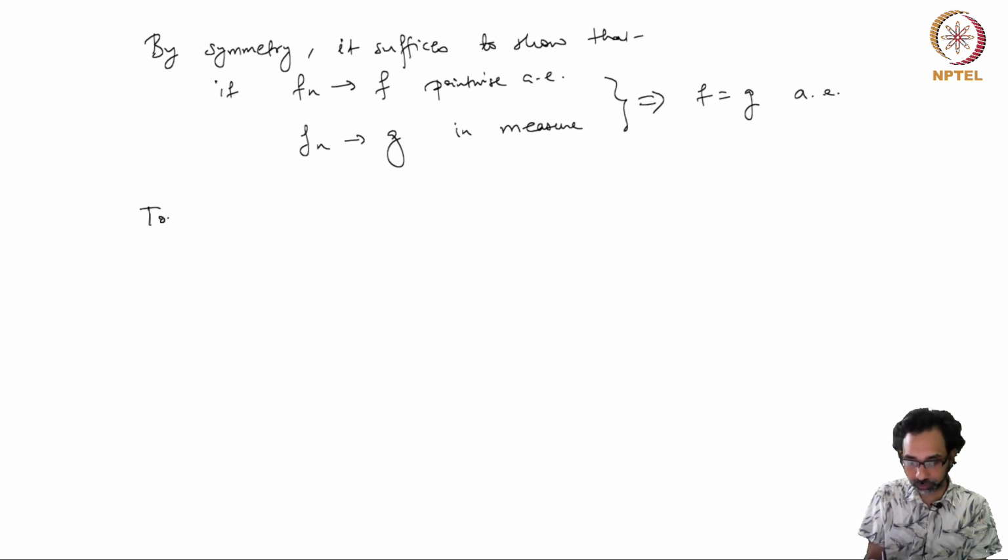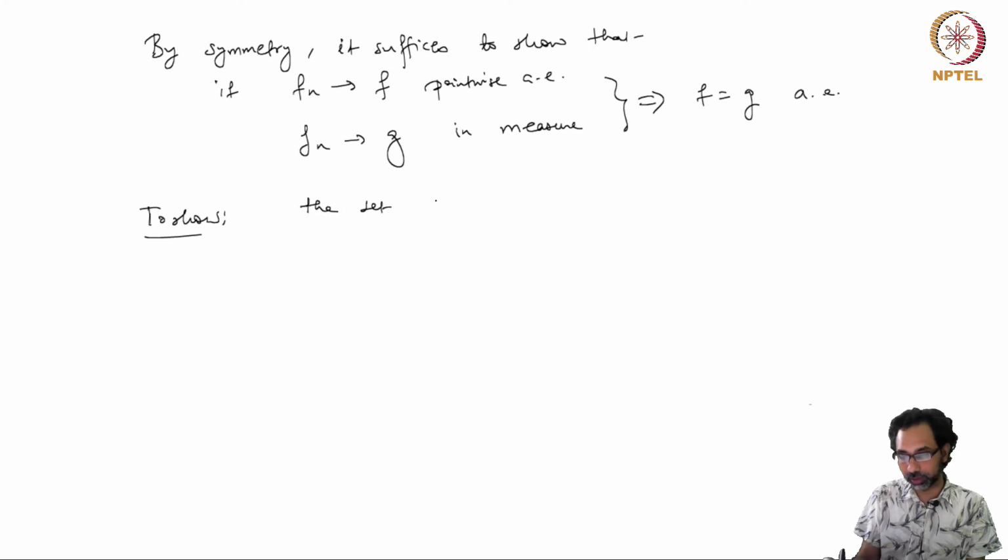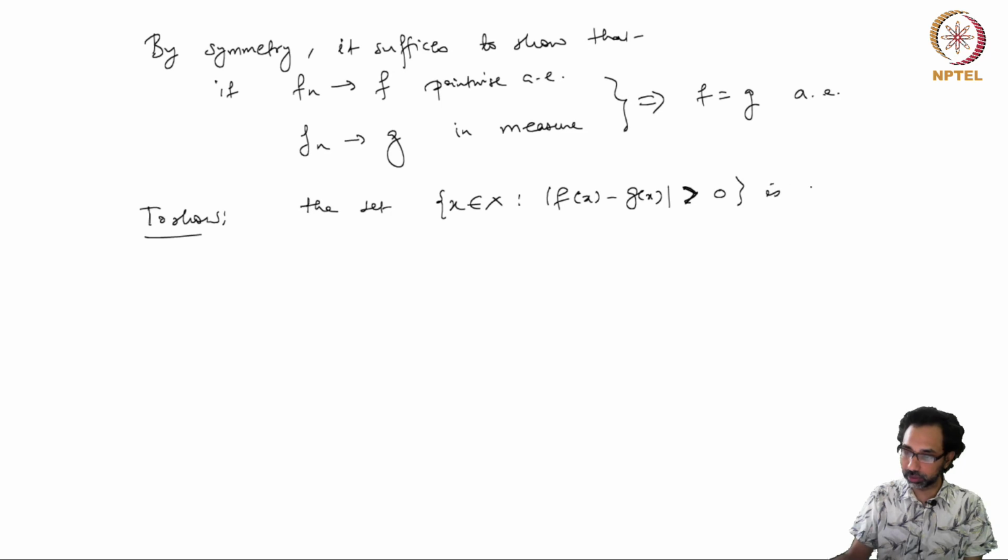So we have to show first that the set of x in X such that the modulus of f(x) minus g(x) is strictly greater than 0 is a mu null set.